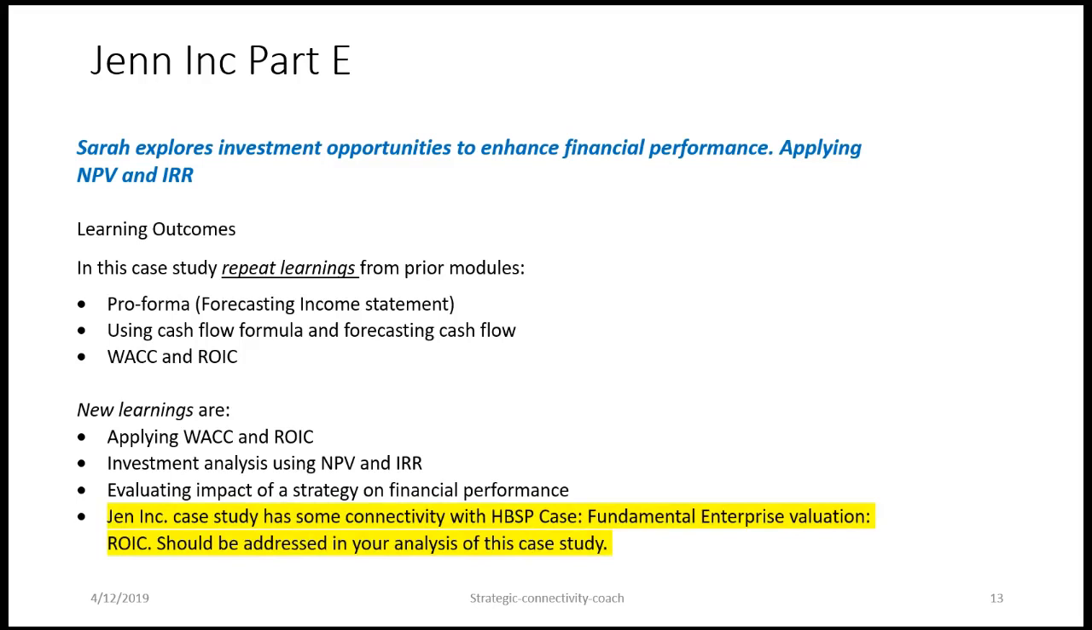Now, in that same week, you also had the Gen Inc. case study, with the fundamental enterprise evaluation, which talks in quite a bit of depth about ROIC and how it is connected to WACC. And this conversation is also connected to the Strategic Connectivity Part 2 video that you may have listened to, or should listen to, because it has connectivity there too.